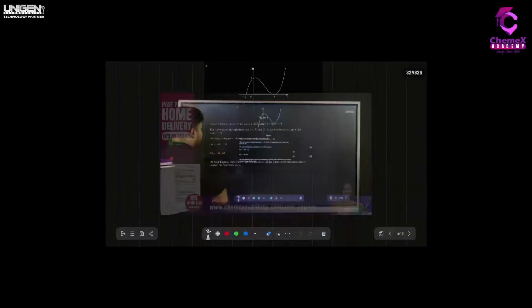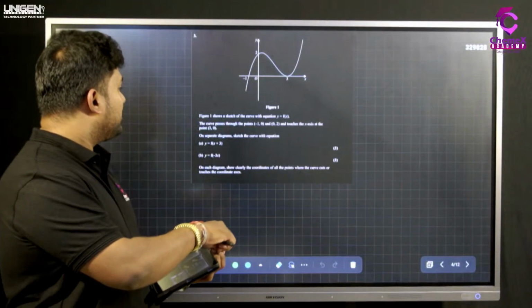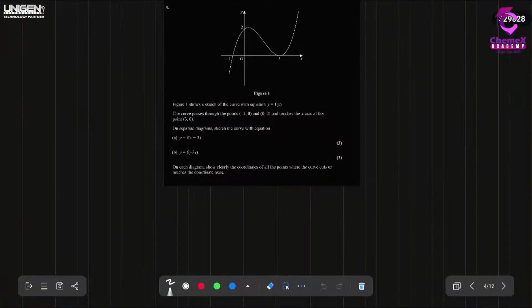So question number 3. In question number 3, figure 1 shows a sketch of the curve with the equation y equals f(x). The curve passes through (-1, 0), (0, 2) and touches the x-axis at (3, 0).